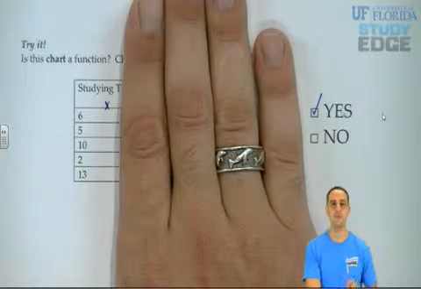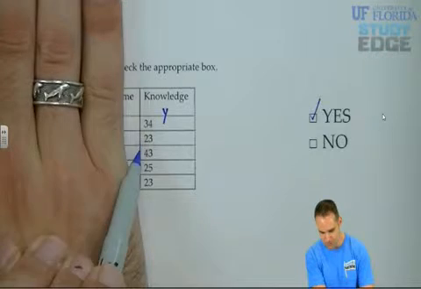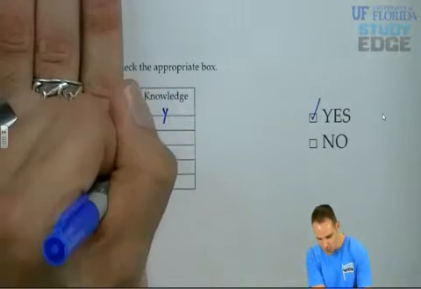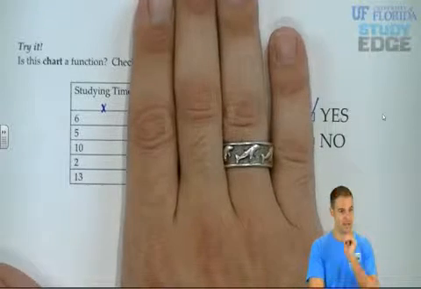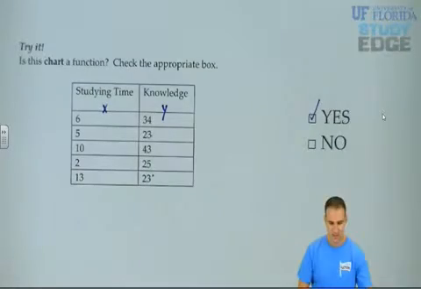Be careful though. If you looked at the y's by mistake, 34, 23, 43, 25, 23, you might have been mistaken and thought, oh wait, these are not different. But remember, a function is based on the x's, not the y's. So be careful about that. That's how they can get you to get the wrong answer.